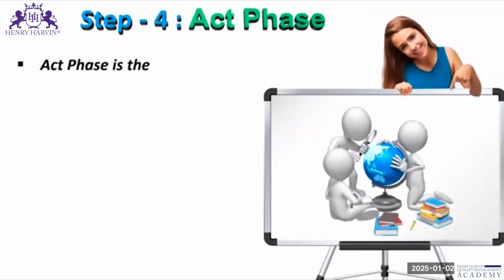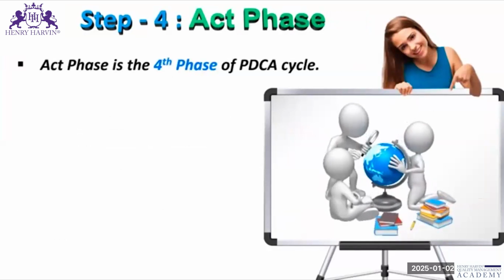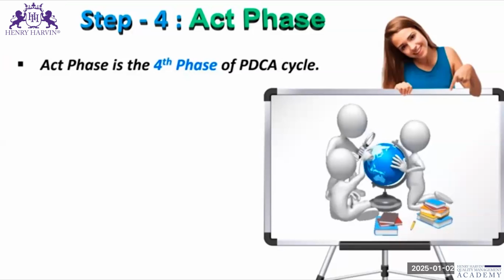Act phase is the fourth and the last phase of the PDCA cycle. The final step is to fully implement your solution. So if you are solving for an isolated issue, congratulations, you are done here. But if you are striving for continuous improvement, you should repeat the cycle from step 1, plan phase, to find additional opportunities for improvement.